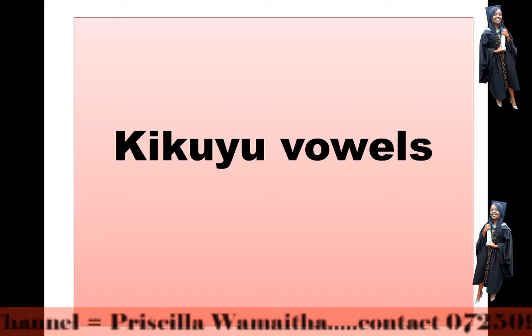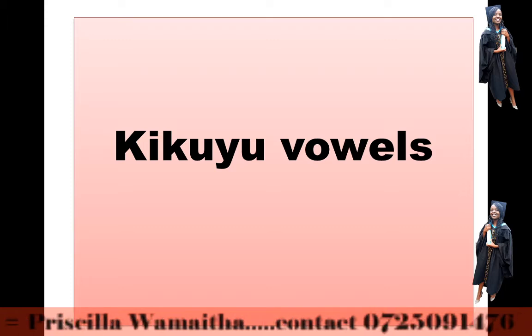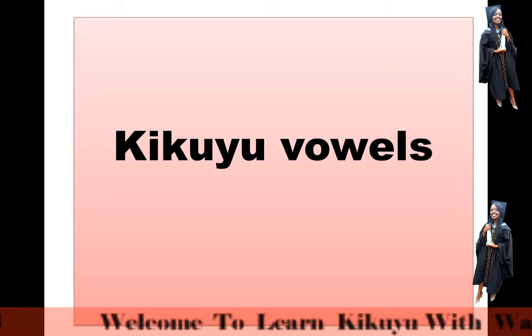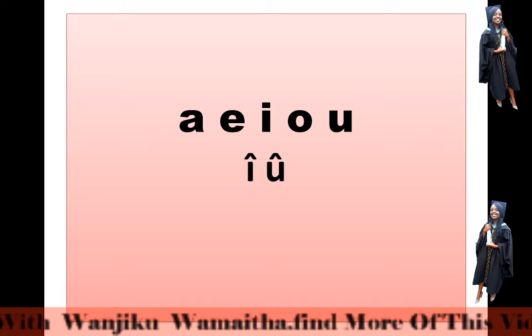These 2 vowels are the backbone of Kikuyu vowels, or the Kikuyu language. These 2 vowels make it very, very different from all the other languages. The 2 vowels that we add are Ũ and Ĩ. In total, Kikuyu vowels are 7.